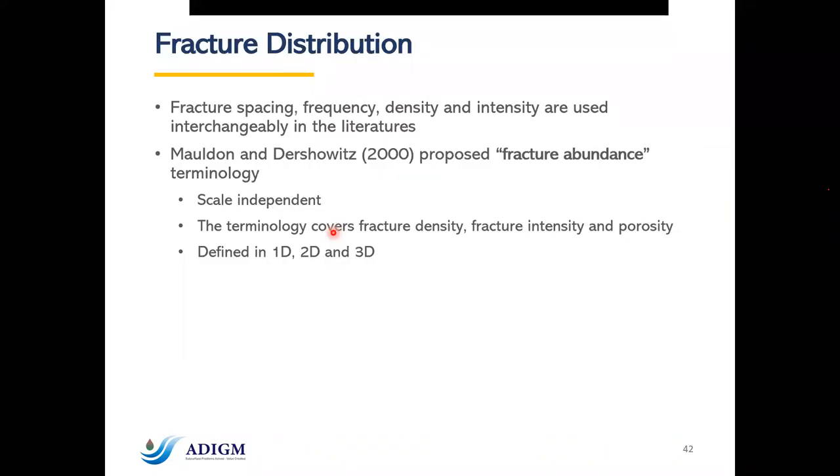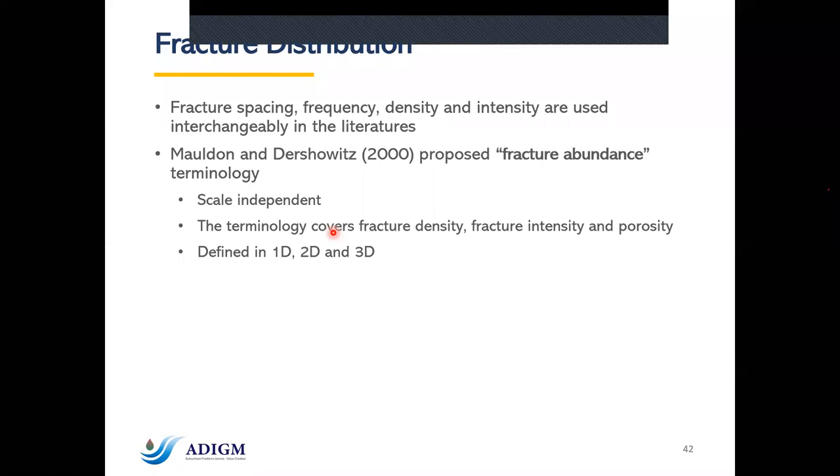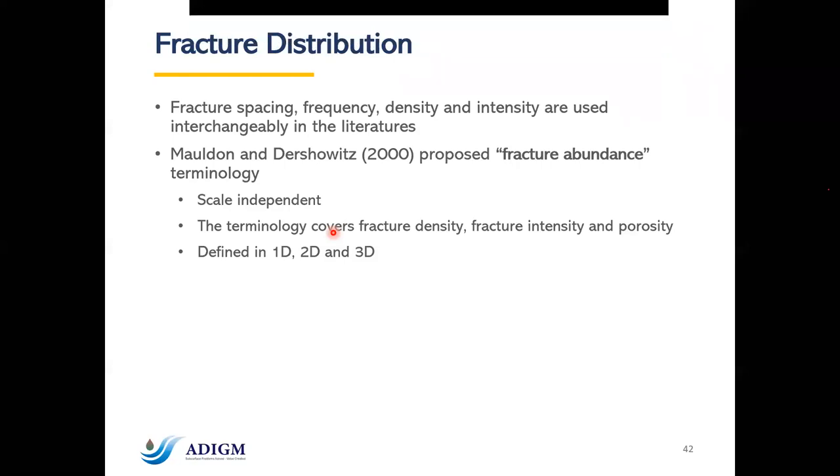Right. So the next parameter is the fracture distributions. The terminology used in the fracture distributions is very confusing, especially in the literature. Sometimes people use fracture spacing, fracture frequency, fracture density, fracture intensity interchangeably. I also have to admit that I mix them a lot. So you will hear me talking about fracture density, fracture intensity. It just happens unconsciously.